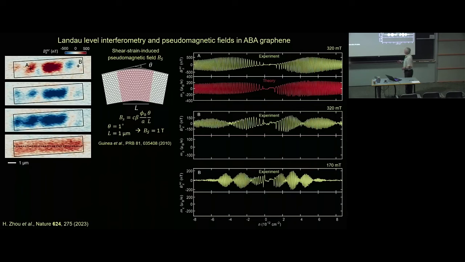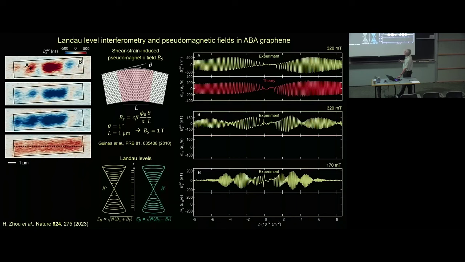As I said, we know already the band structure, and now the pseudomagnetic field doesn't break time reversal symmetry, which means that it adds positively to the K valley and negatively to the K prime valley, which means that the Landau levels in the K prime valley will have a slightly lower period, which means that at some point they will be out of phase and cause some destructive interference between the two valleys.